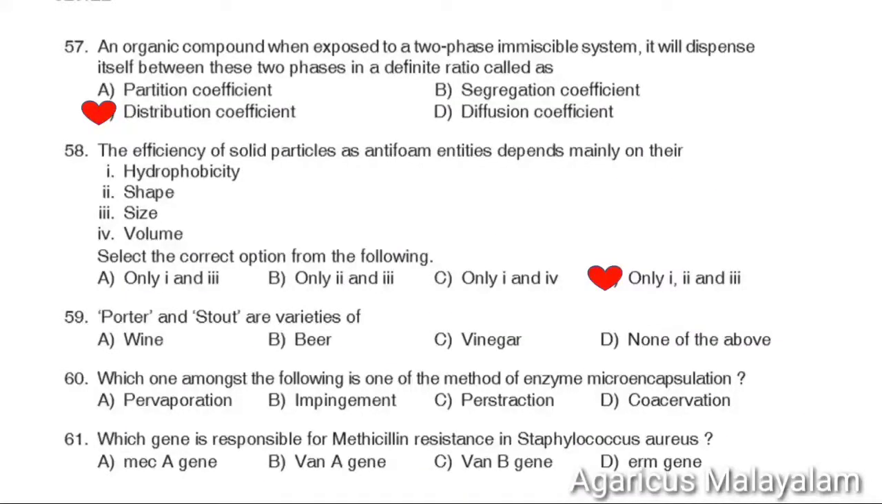59. Porter and stout are varieties of. Correct answer is option B. 60. Which one amongst the following is one of the methods of enzyme microencapsulation? Correct answer is option D. 61. Which gene is responsible for methicillin resistance in Staphylococcus aureus? Correct answer is option A, mecA gene.